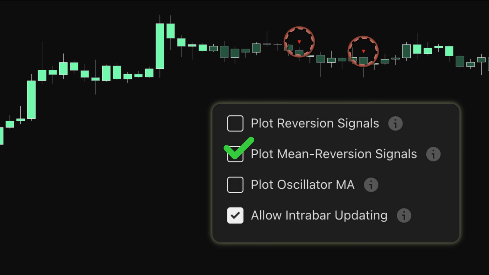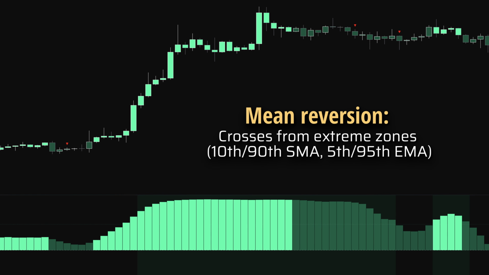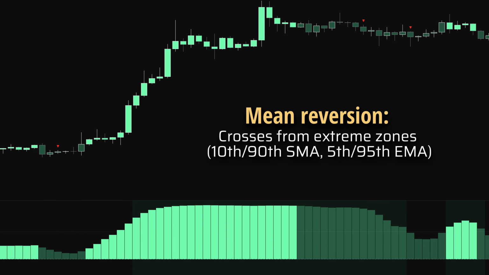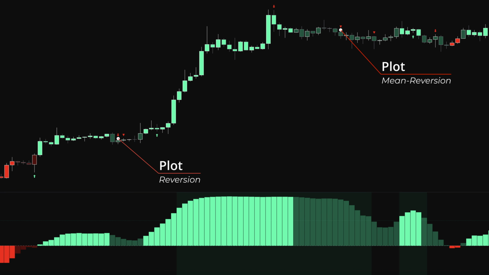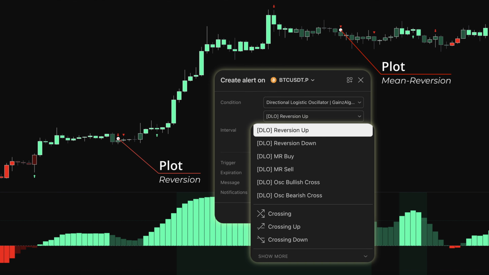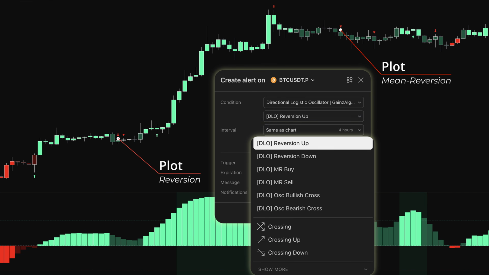Mean reversion signals trigger when the oscillator crosses back from percentile-based extreme zones, using the 10th and 90th percentiles of the SMA line and the 5th and 95th percentiles of the EMA line as dynamic thresholds. Both signal types plot directly on the price chart as small arrows and have dedicated alert conditions, along with zero-line cross alerts for basic directional shifts.